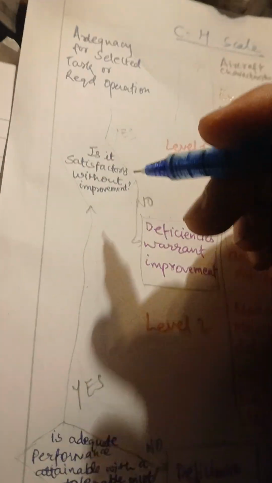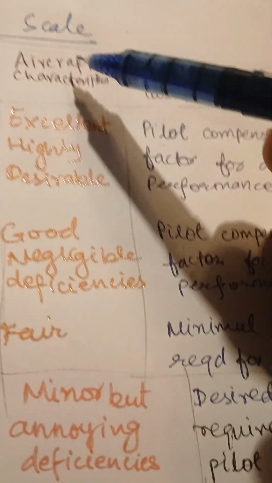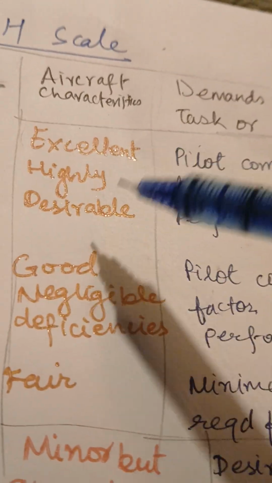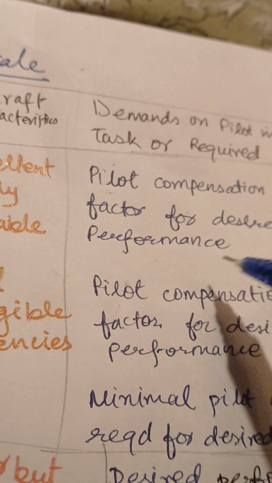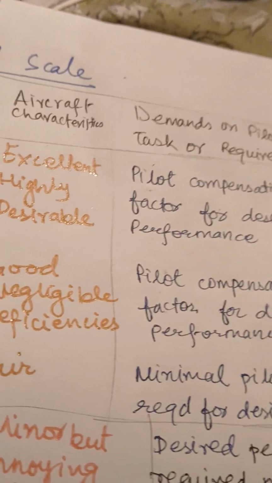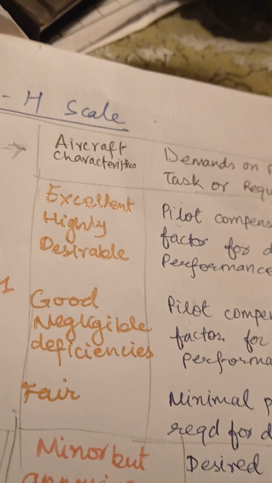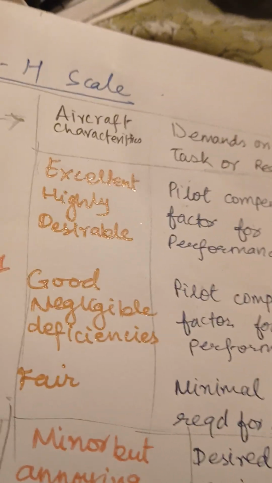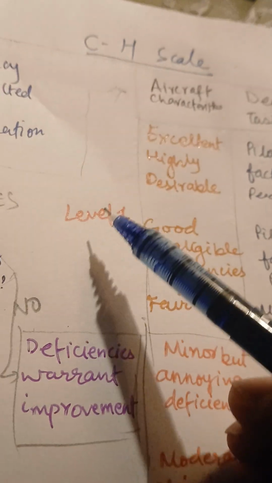Whatever the operation is, the first question we are going to ask is: is it satisfactory without improvement? If yes, then let's go. Aircraft characteristic: excellent, highly desirable. This is actually for pilots. When the pilot is flying, pilot compensation is not a factor for desired performance. The pilot doesn't have to give any input for the aircraft to stay stable, which means the aircraft has been designed superbly. That comes in level 1.